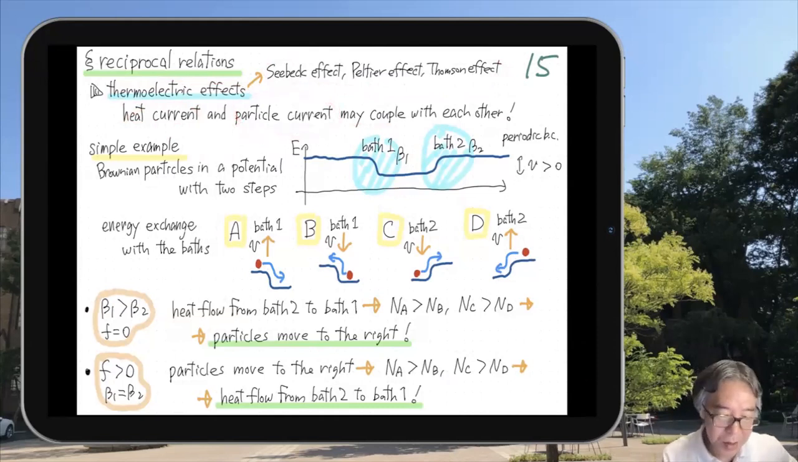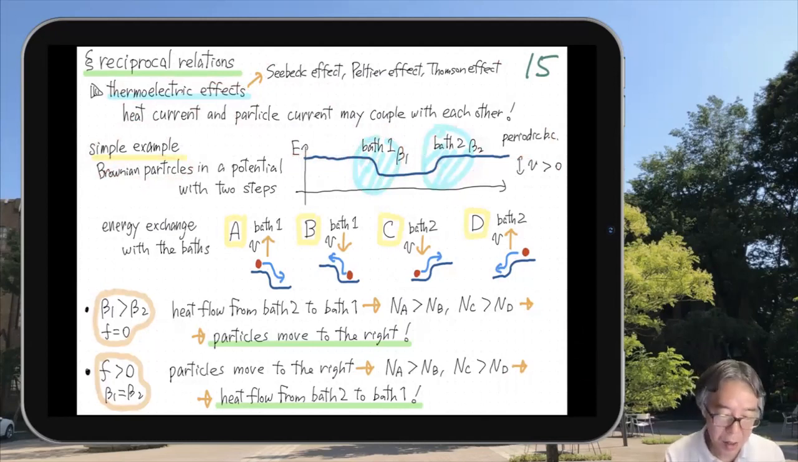But let me discuss a very, very simple example of Brownian particles, which I think will convince you that this kind of coupling can take place. Again, consider a system of Brownian particles, but in this kind of potential. It's constant here, and here's a step, and it goes down, and it's constant here, and another step, and it goes up, and we have periodic boundary condition. And the trick is that around here, the system is coupled to heat bath number 1, and around here, it's coupled to heat bath number 2.